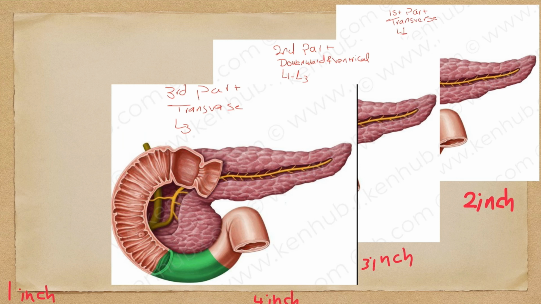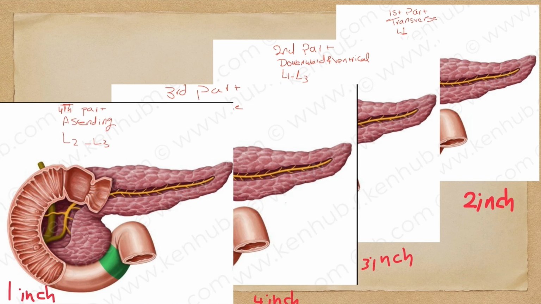Third part of the duodenum راح يكون transverse مثل first part, located at the level of the third lumbar vertebra. It's about 4 inches long. Fourth part of the duodenum راح يكون ascending, located between L3 and L2. يعني هو بيساعدنا ال L2. تمام. It's about 1 inch long.